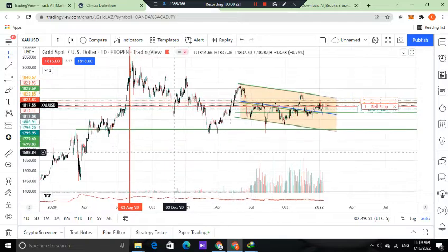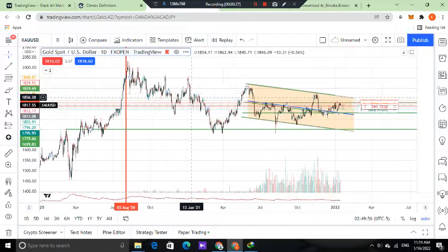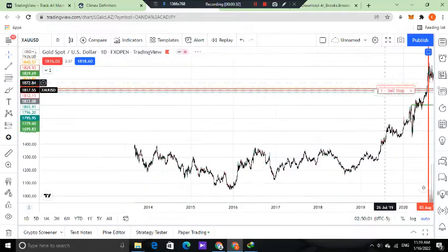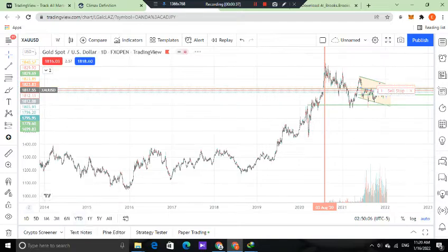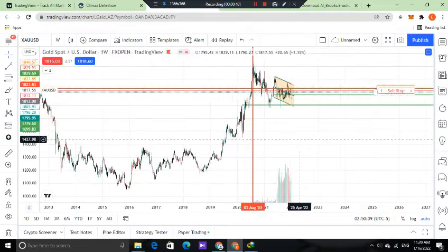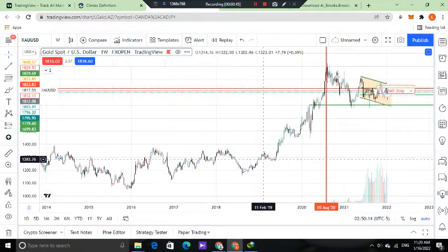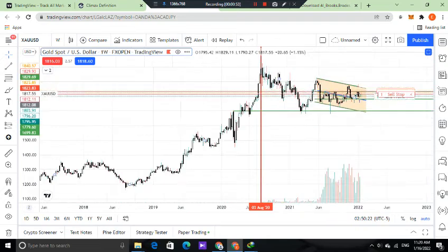So, as you can see, we have gold in a downtrend. But if you look at the left side of the market, at the history and at this chart in a big picture, you can see we had this uptrend here. It started in 2018 and ended in August 2020.